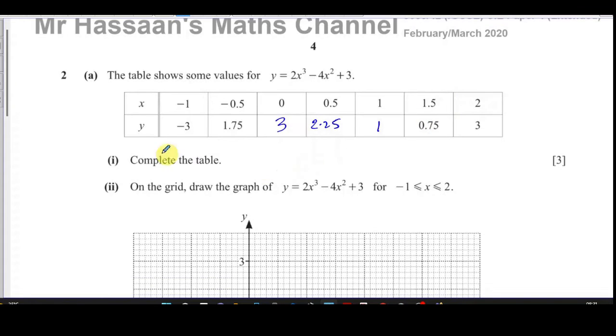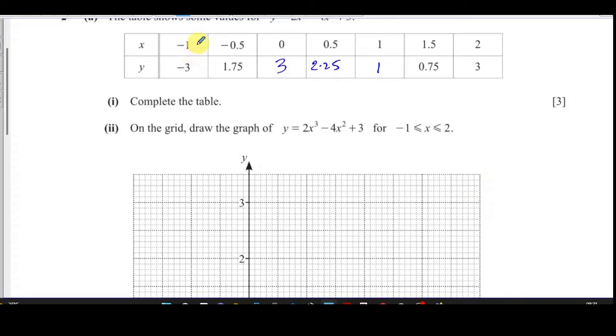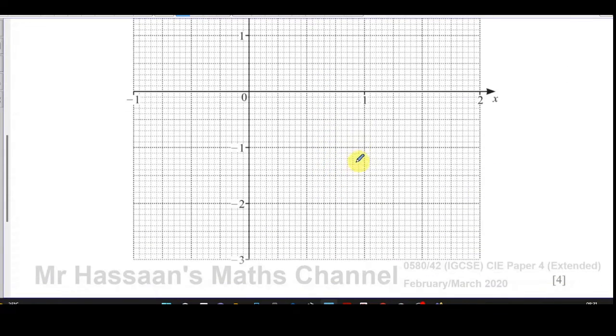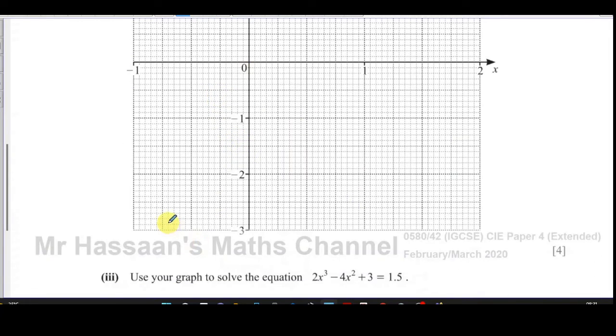Now part B, well, 2a part 2, sorry. It says on the grid, draw the graph of y equals 2x cubed minus 4x squared plus 3 for x between minus 1 and 2. So we've got to plot these points on this grid. All the values are given to you. All the scale is already done for you.